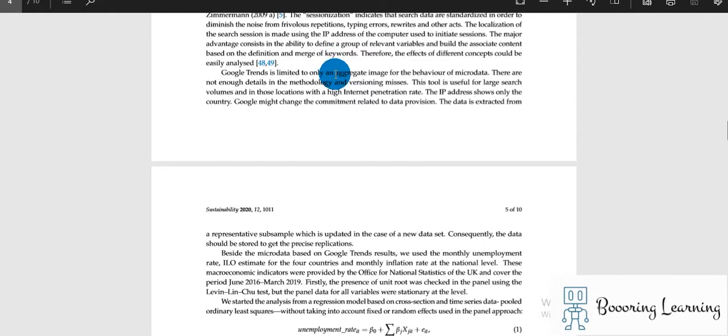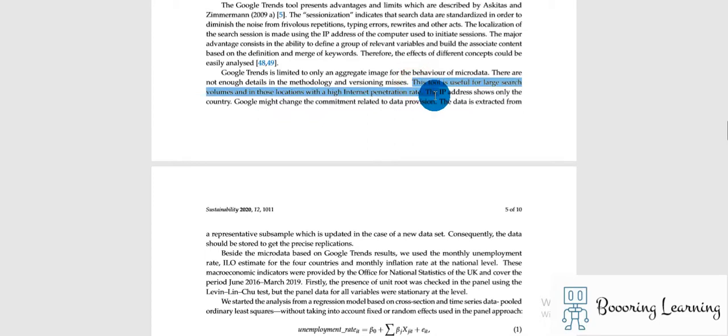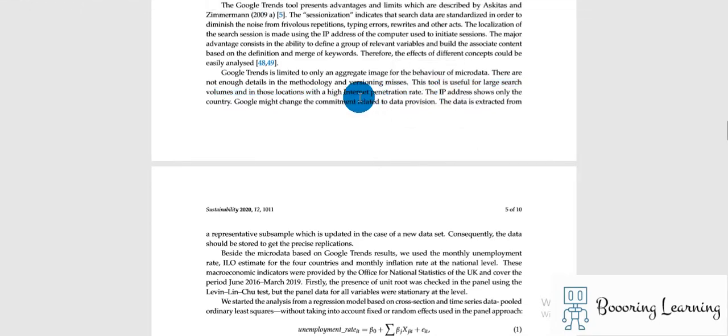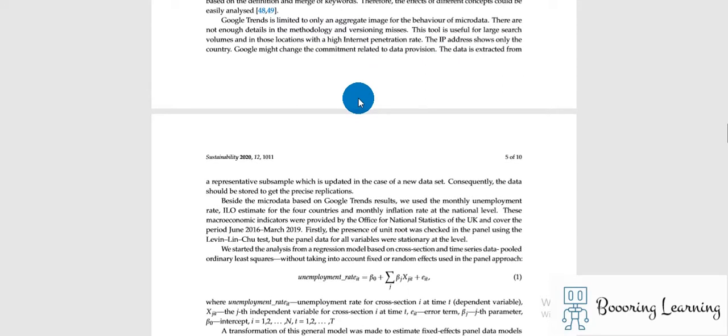Google Trends is limited to only an aggregate image of the behavior of microdata. There are not enough details in the methodology, and versioning is missed. So there is no data about their gender or, I think, their age, so you cannot be sure who actually searched those words. Unless you are working at Google, maybe you can get more information. This tool is useful for large volumes and in those locations with a high internet penetration rate.